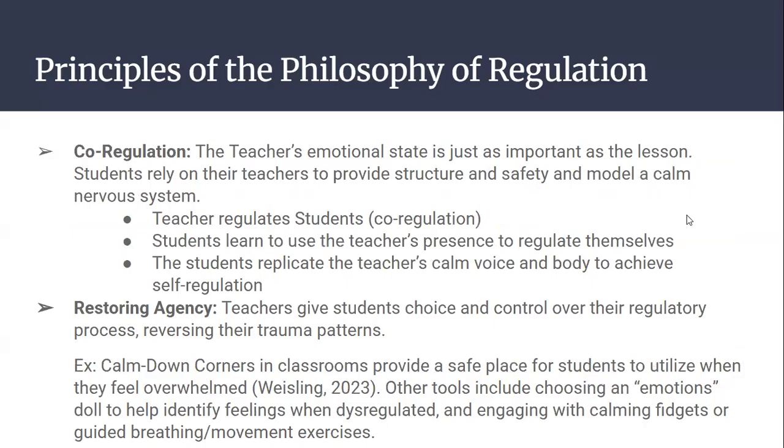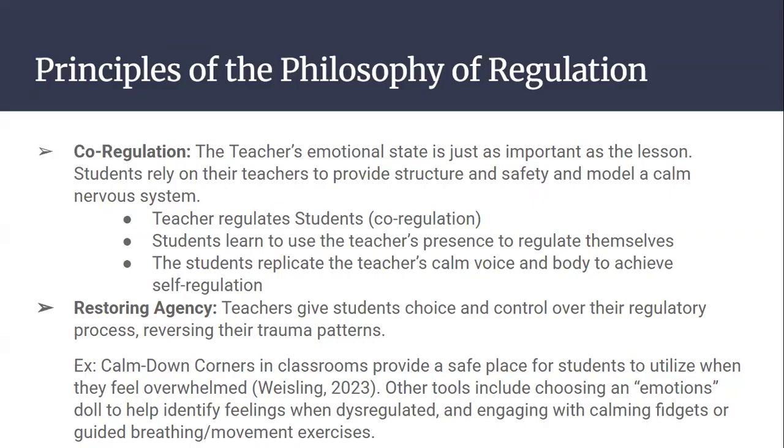And some more principles, co-regulation. This is very important. This is found within the student-teacher relationship. And we know that teachers' emotional state is just as important as the lesson they are teaching, because those students rely on that teacher to provide the structure and the safety. They can model what a calm nervous system looks like.